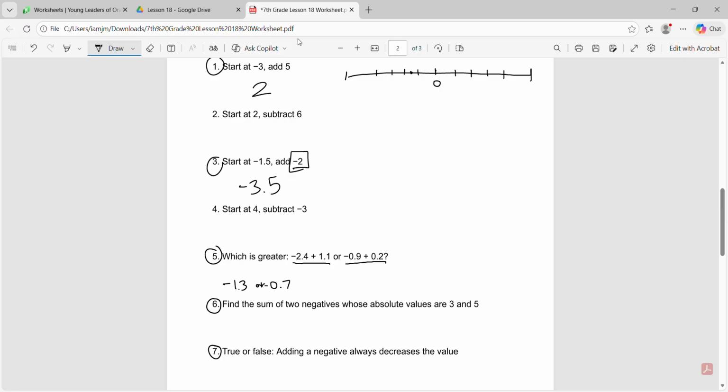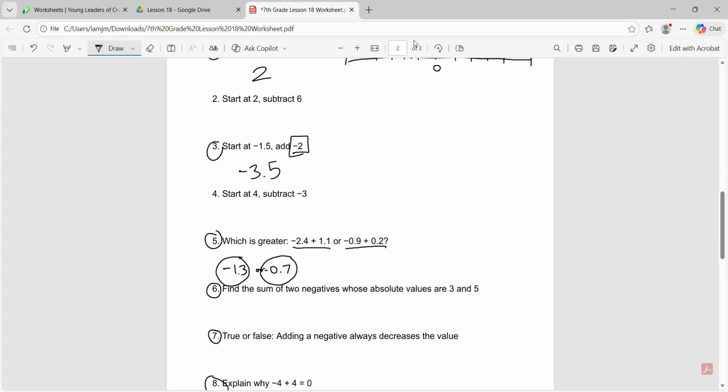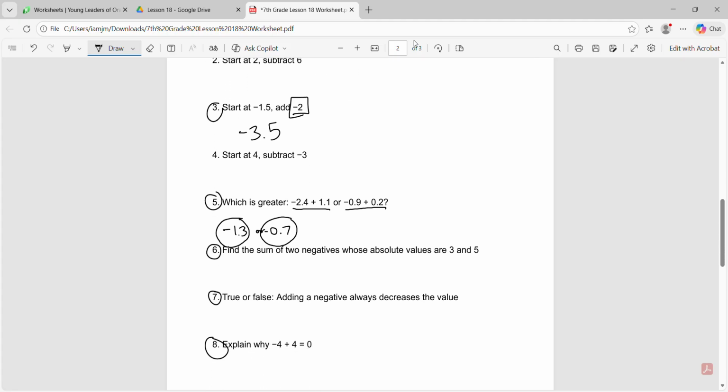It depends on what kind of greater you mean. -1.3 has a greater absolute value. However, if we're looking at the number itself, -0.7 is much higher up, closer to 0. It's more positive than -1.3, so it's the higher number. So it depends on which greater you're looking at.